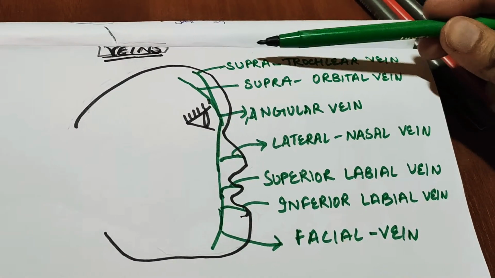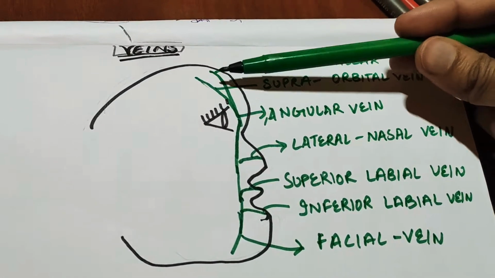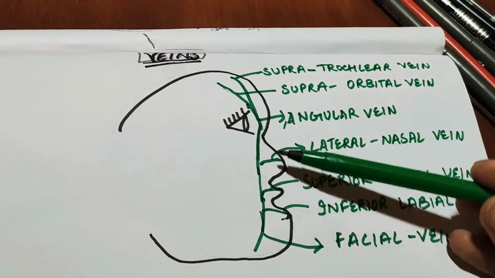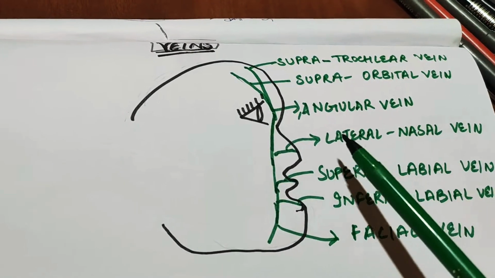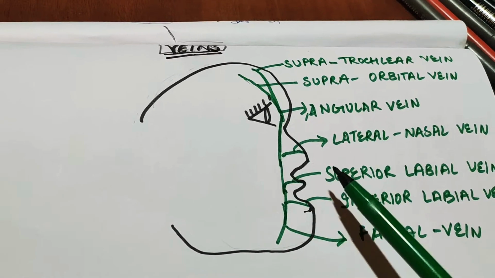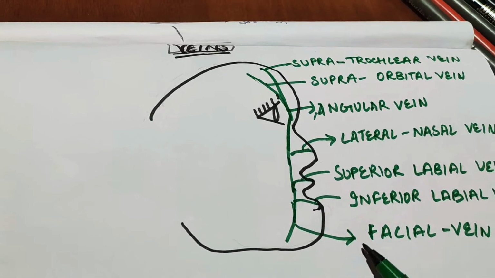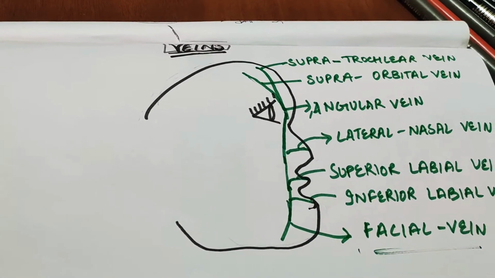So the supratrochlear vein and the supraorbital vein come down as an angular vein. Then in the angular vein there comes the lateral nasal vein. Then comes the superior labial and inferior labial. So this altogether forms the facial vein.